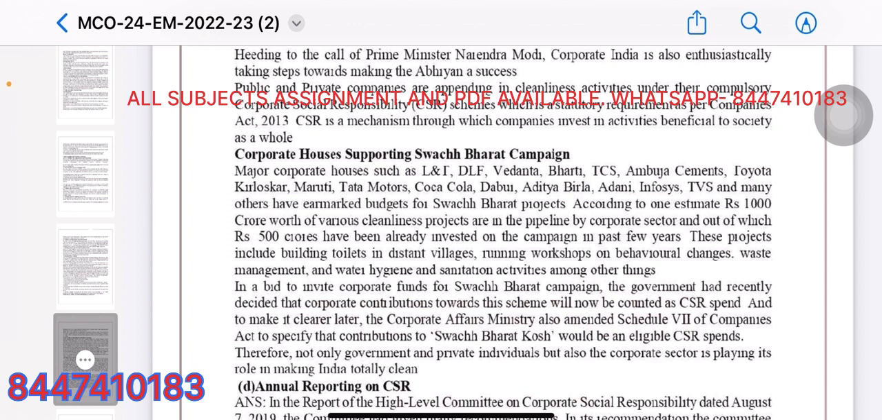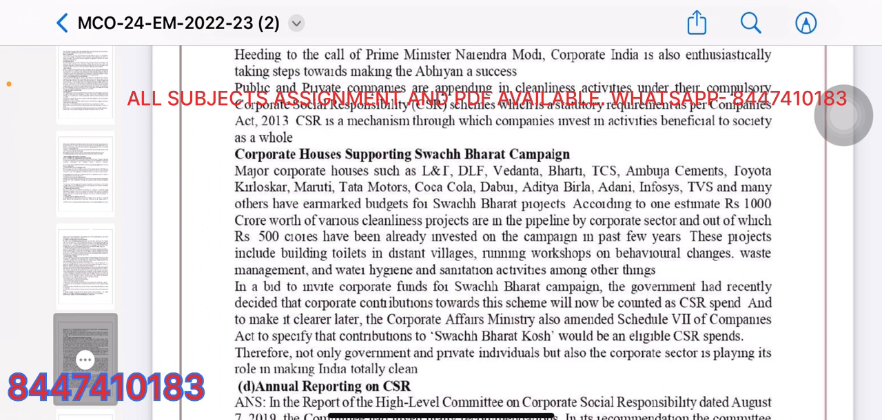Corporate houses supporting Swachh Bharat campaign. Major corporate houses such as L&T, DLF, Vedanta, Bharti, TCS, Ambuja Cements, Toyota, Kirloskar, Maruti, Tata Motors, Coca-Cola, Dabur, Aditya Birla, Adani, Infosys, TVS, and many others have a marked budget for the Swachh Bharat project. According to one estimate, 1,000 crore worth of various cleanliness projects are in the pipeline by the corporate sector, out of which 500 crore have already been invested on the campaign in the past few years.